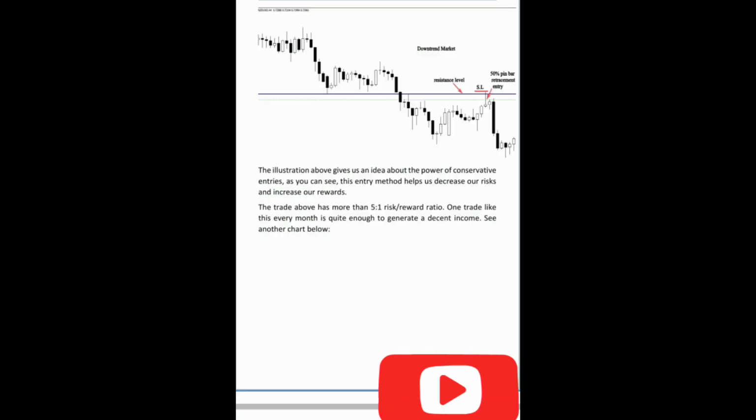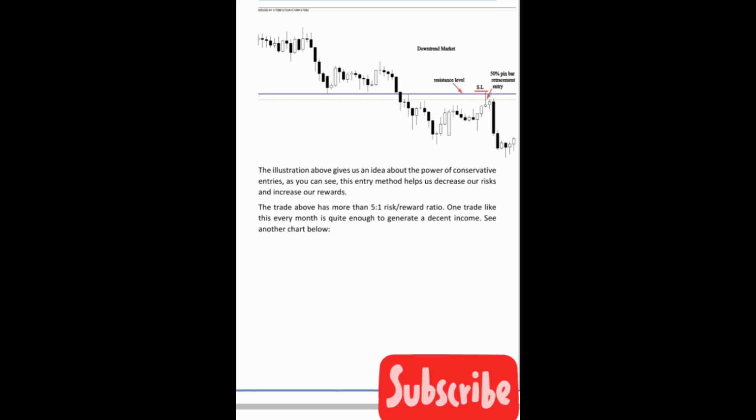The illustration above gives us an idea about the power of conservative entries. As you can see, this entry method helps us decrease our risks and increase our rewards. The trade above has more than 5:1 risk-reward ratio. One trade like this every month is quite enough to generate a decent income.